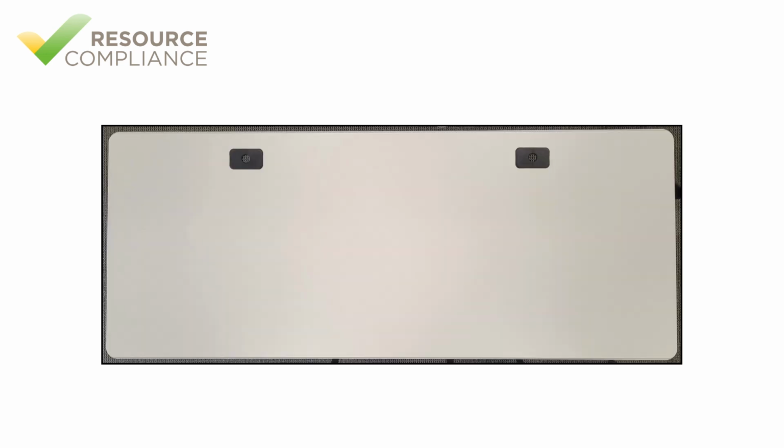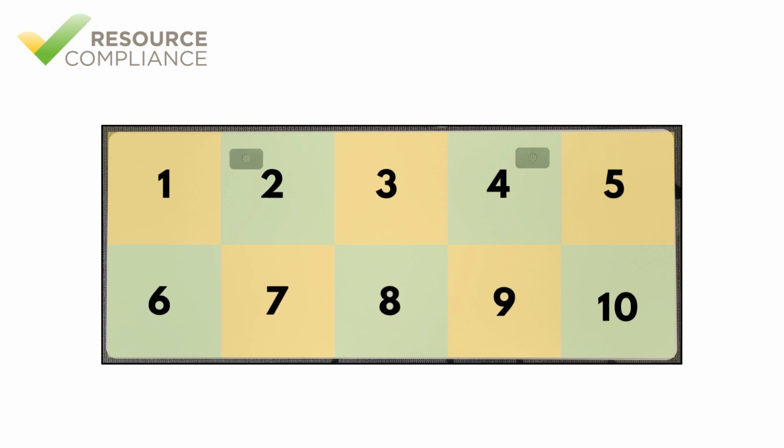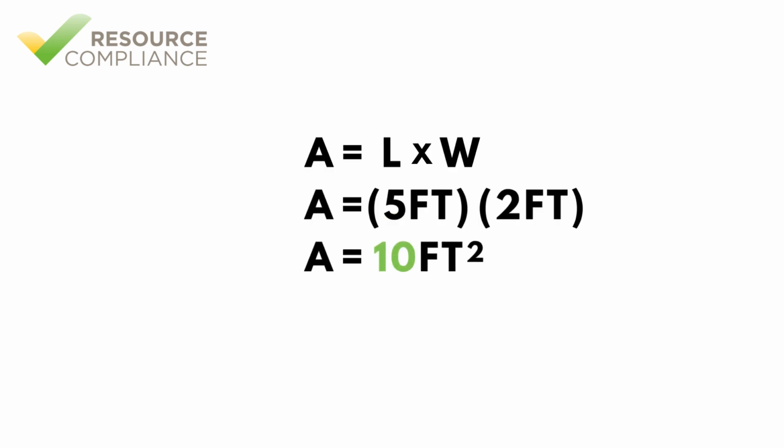Thinking of area as a square measure, we can visualize this by drawing 1-foot squares onto our table. We can see that 10 squares fit onto the surface of the table. This is where the expression square feet comes from. The table has a surface area of 10 square feet.